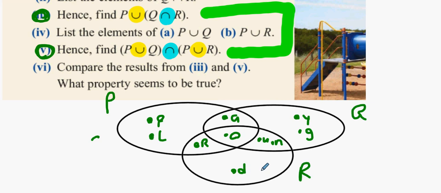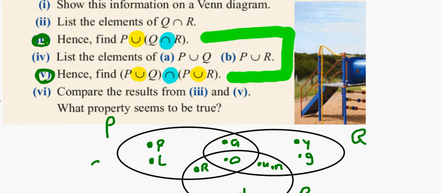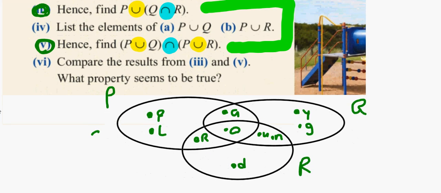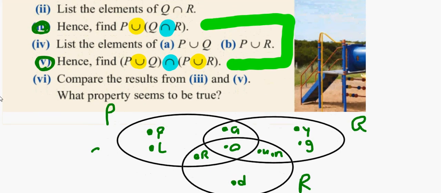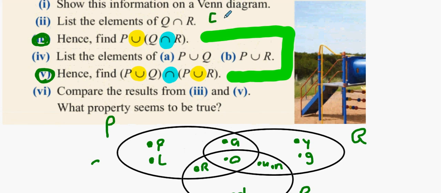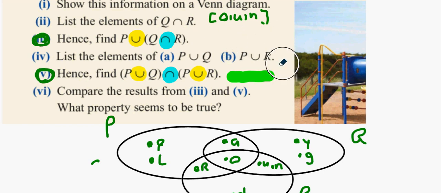Okay. Now, first things first. List the elements of Q intersection R. What is Q intersection R? O, U, and N. Okay, hence find P union Q intersection R.